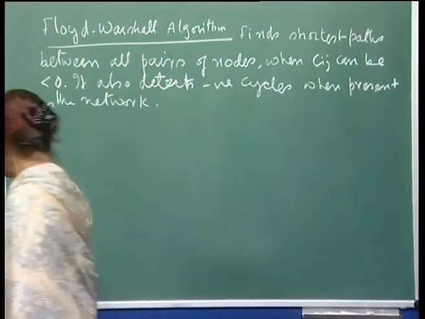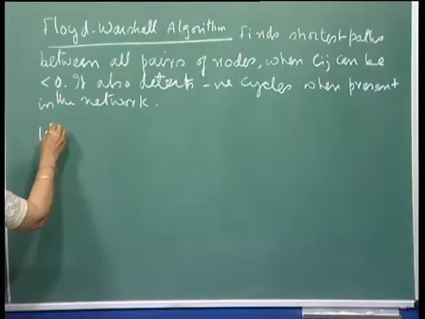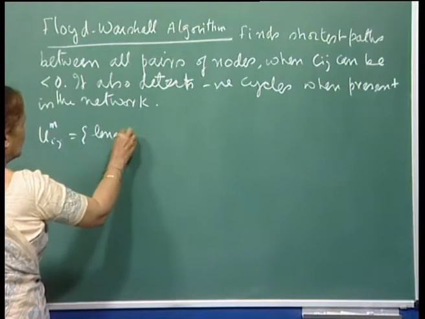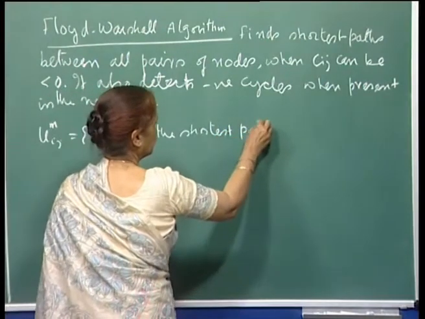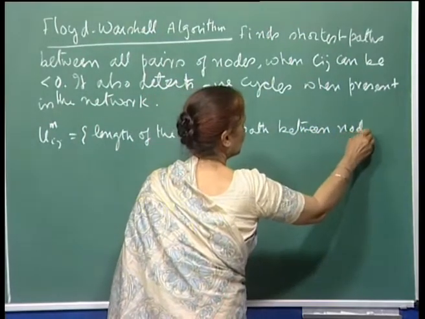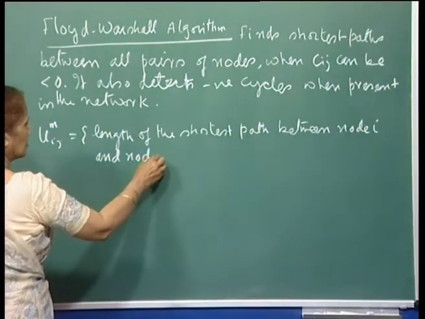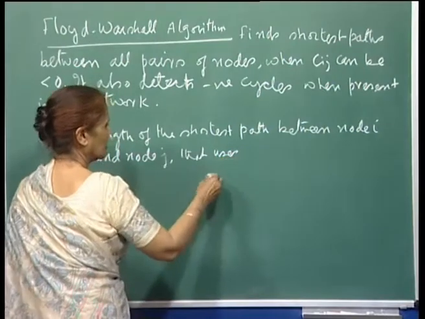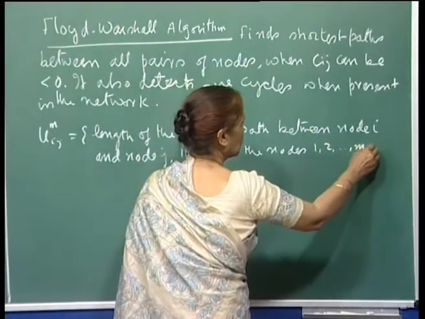So, the definition is simple. What we do is we define the quantities Uij(m) as the length of the shortest path between node i and node j that uses the nodes 1, 2 to m minus 1 only.